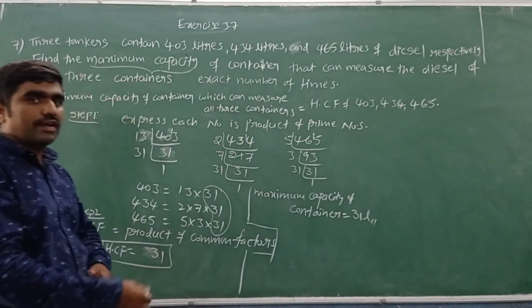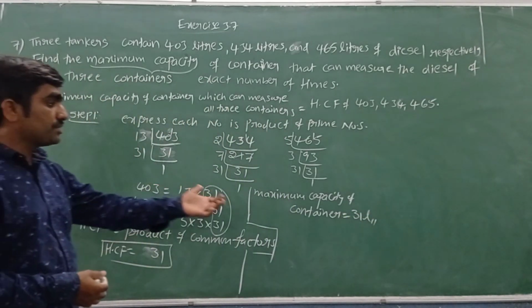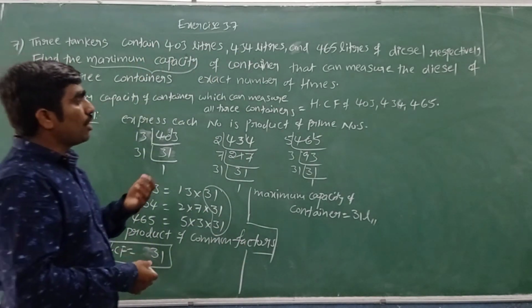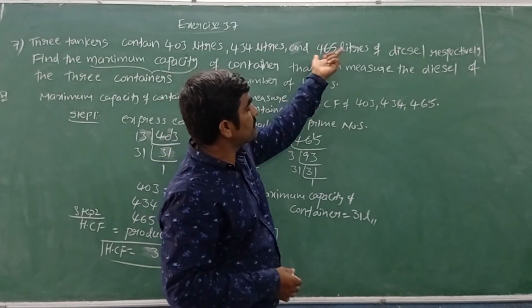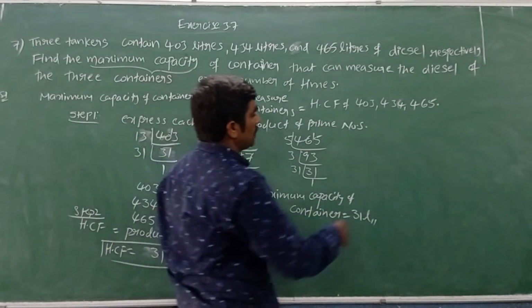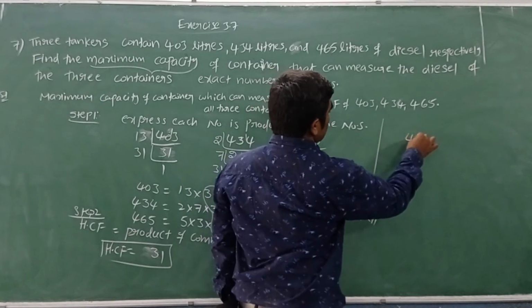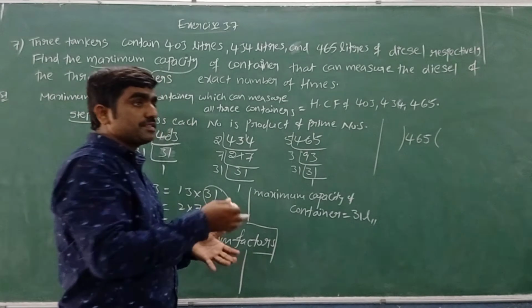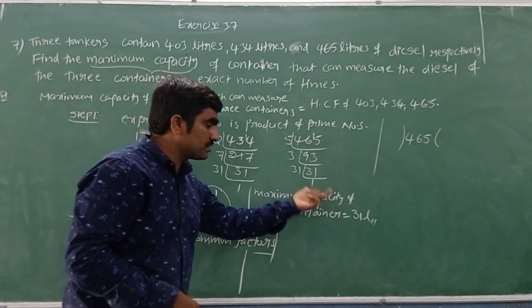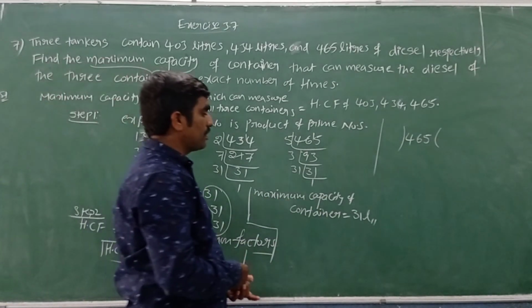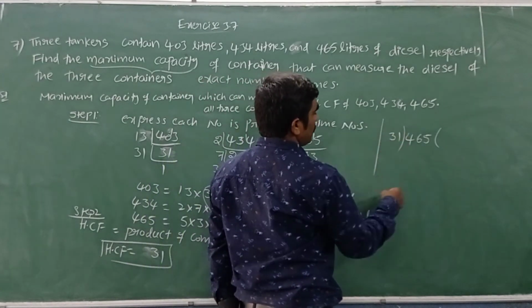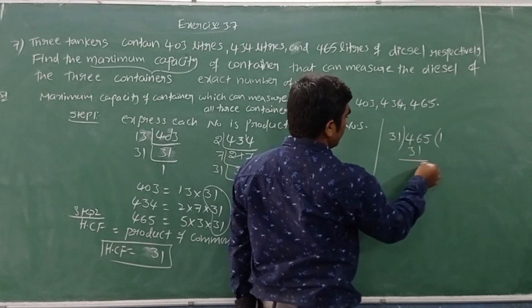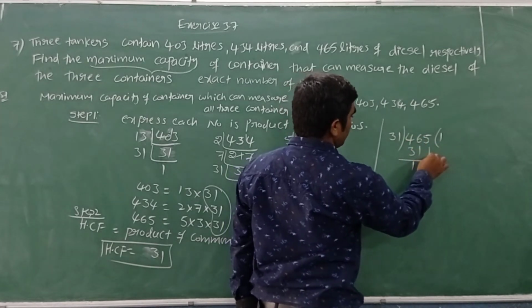So with this 31 liters capacity of container, we can measure all those three an exact number of times. Let us see how many times we can measure exactly by using these 31 liters. Let's go for checking. The third container is 465 liters. I want to know how many times exactly I can measure using this 31 liter capacity container. Let us check once. 31 table goes only one time. 6 minus 1, 5. Here 4 minus 3, 1. Let me take here 15.